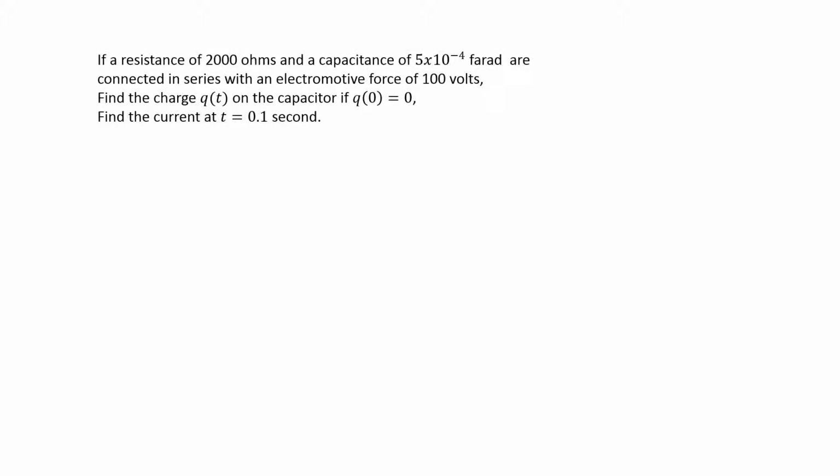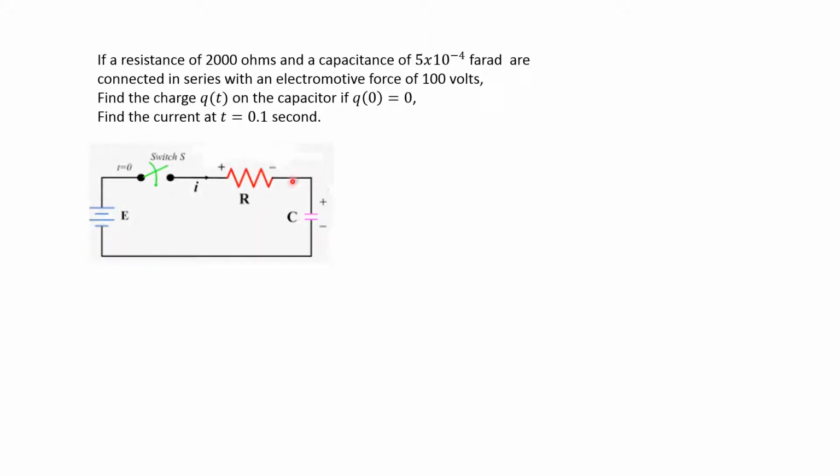Okay, let's have another application of differential equation to a series RC circuit. If a resistance of 2000 ohms and a capacitance of 5 times 10 to the negative 4 farad are connected in series with an EMF of 100 volts, find the charge Q of t on the capacitor if Q of 0 is 0, and find the current at t equals 0.1 second.